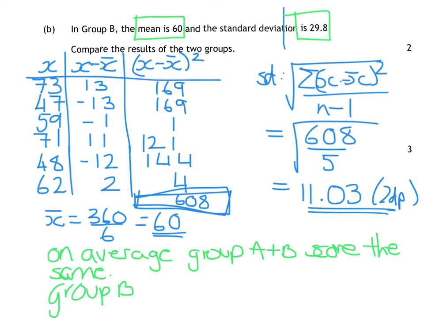So the group B scores are closer together. You can either say less varied, more consistent. I'm going to say less varied. You don't need to say why. So on average, both classes score the same, but group B scores are less varied. Okay?